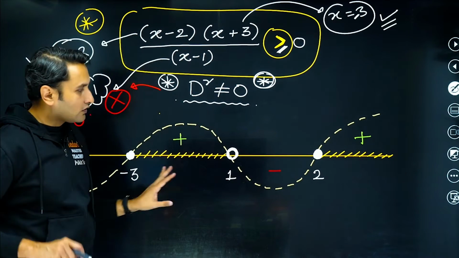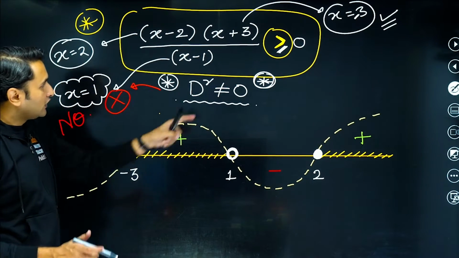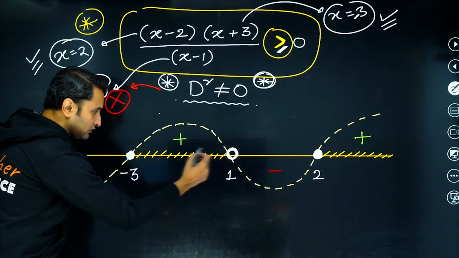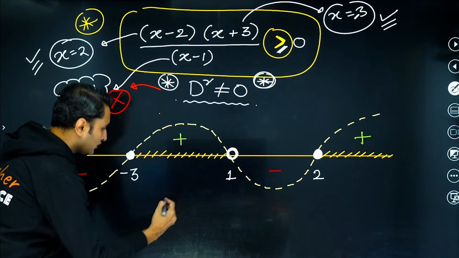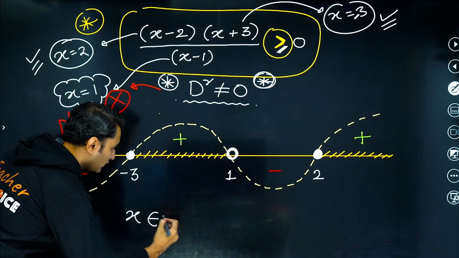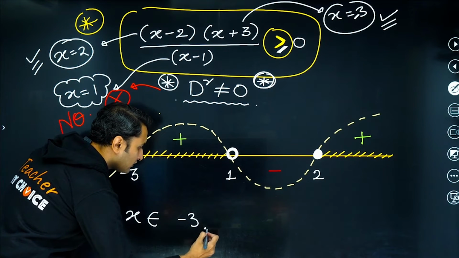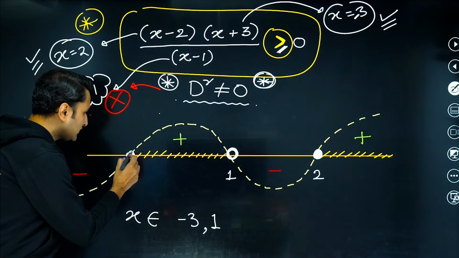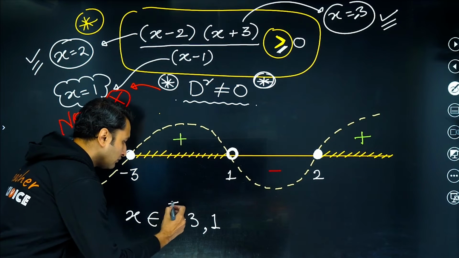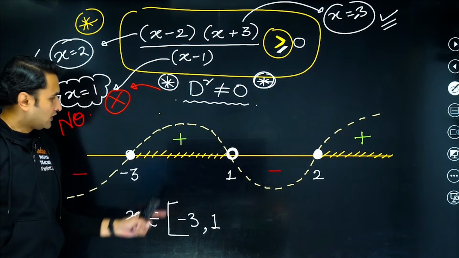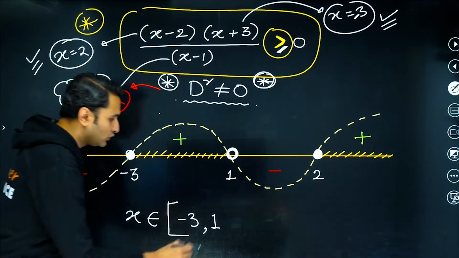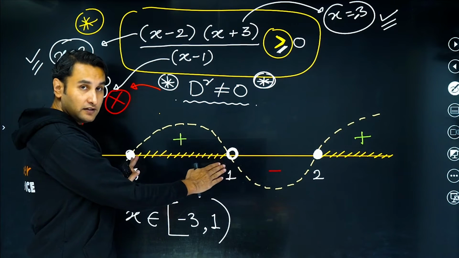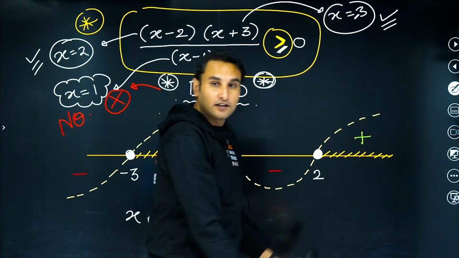Now let us look at what the answer looks like. For greater than or equal to 0, we want all this portion which is the positive portion. So x belongs to, we will go from minus 3 to 1. Now we will look at the brackets. Minus 3 closed. 1 I cannot include. Open. So either x lies here or x lies there.